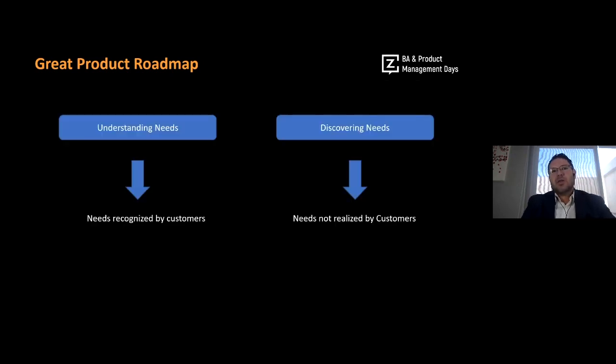There are 2 ways to gather needs. The first is understanding the needs, which are the needs recognized by customers. The second is discovering the needs, which are the needs not realized by customers. It happens too often that what the customers want and what they really need is completely different. And the first step to understand what the customer needs is to have active listening, to understand what customers say and what the customer thinks during the conversation.